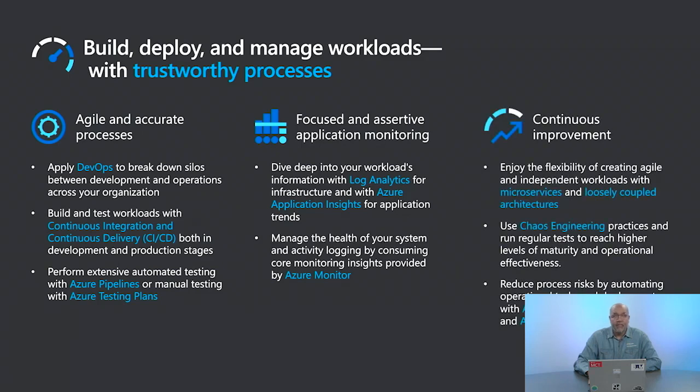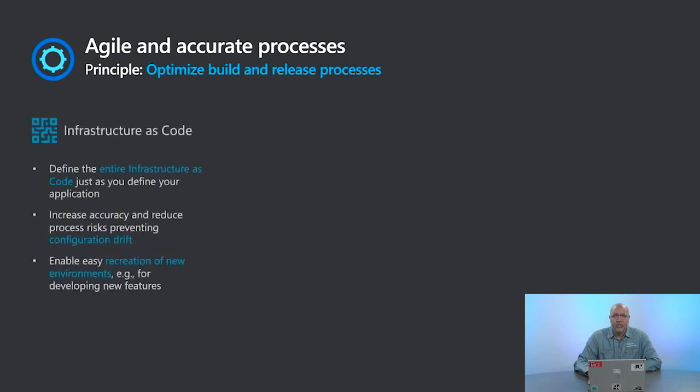Now let's look at the build and release processes in operational excellence. From provisioning with infrastructure as code to build and release pipelines with CI/CD pipelines to automated testing, embrace software engineering disciplines across your entire environment.